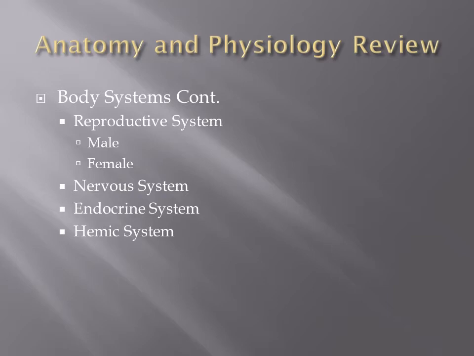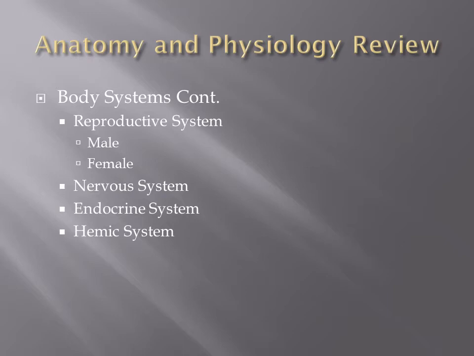The reproductive system includes the system for the male and female organs. The male organs include testes, epididymis, vas deferens, scrotum, penis, prostate gland, seminal vesicle, and Cowper's gland. Female organs include the vulva, labia majora, minora, clitoris, vagina, uterus, fallopian tubes, and ovaries. And the function of this system is to control reproduction.